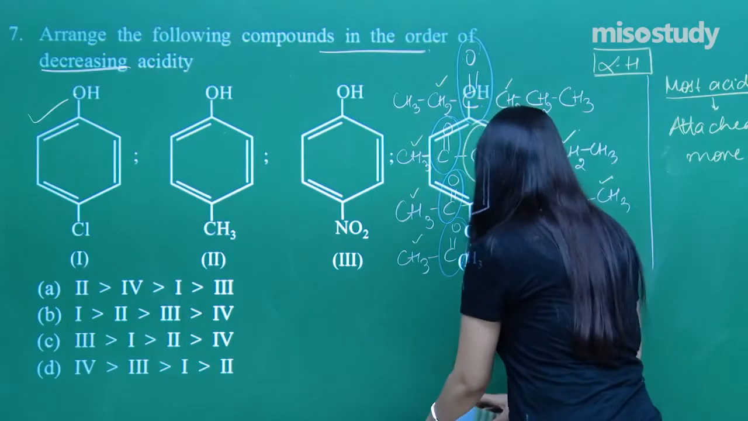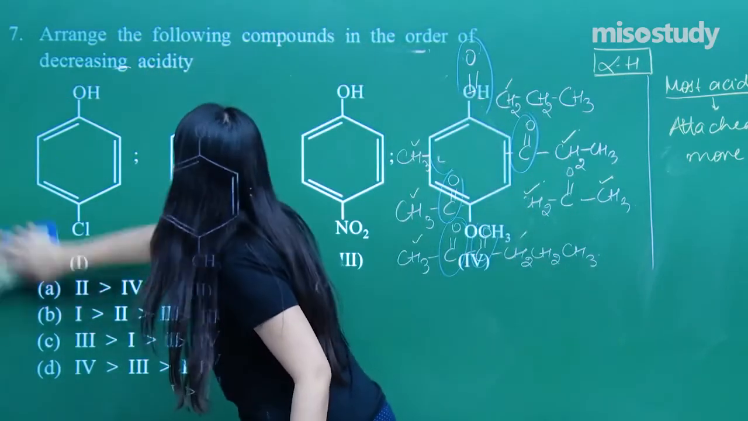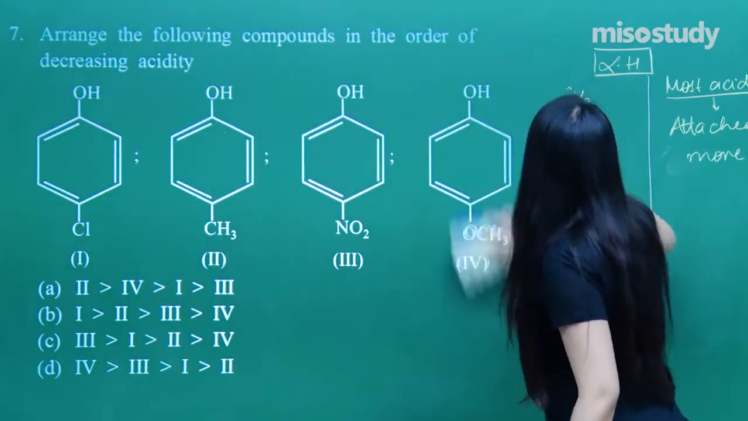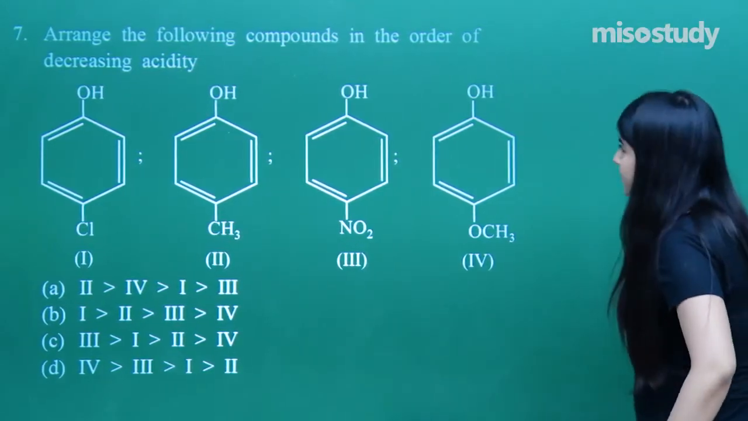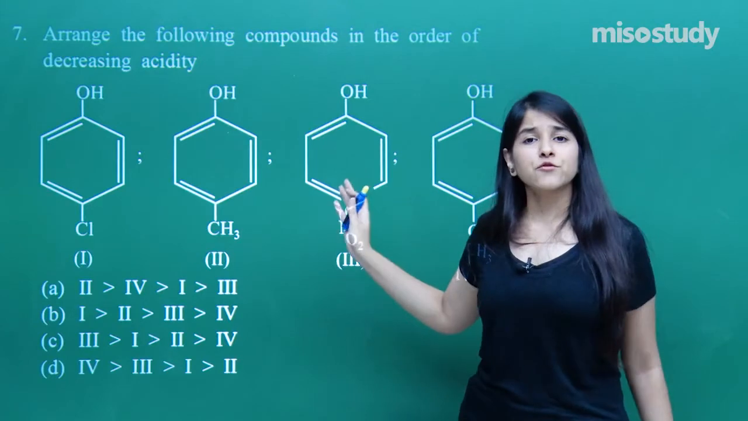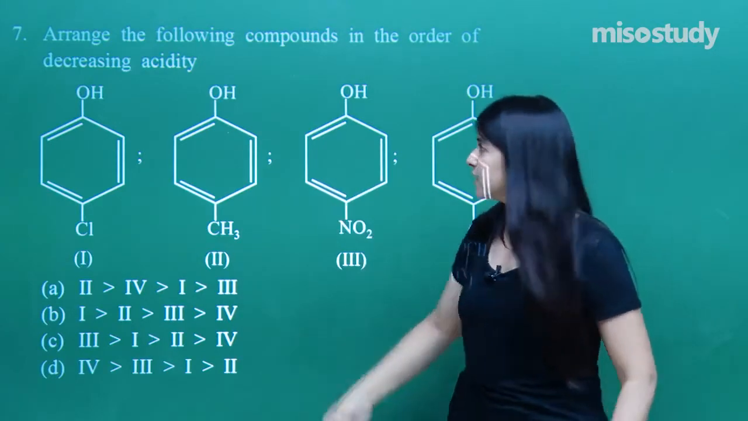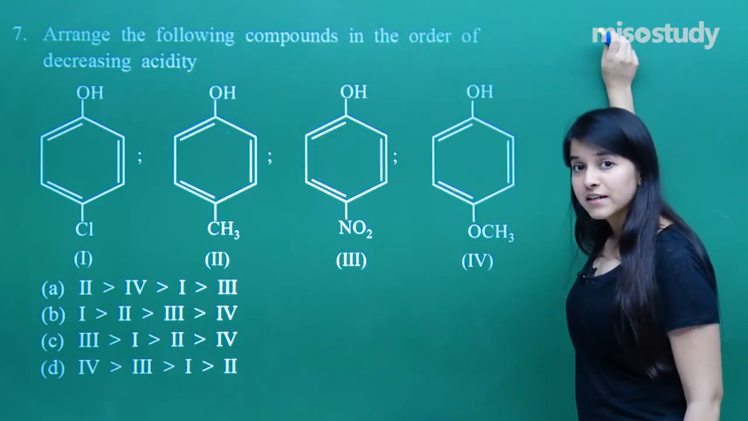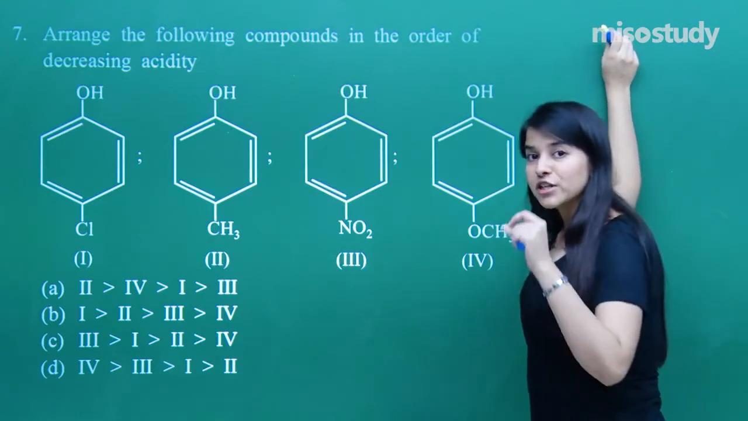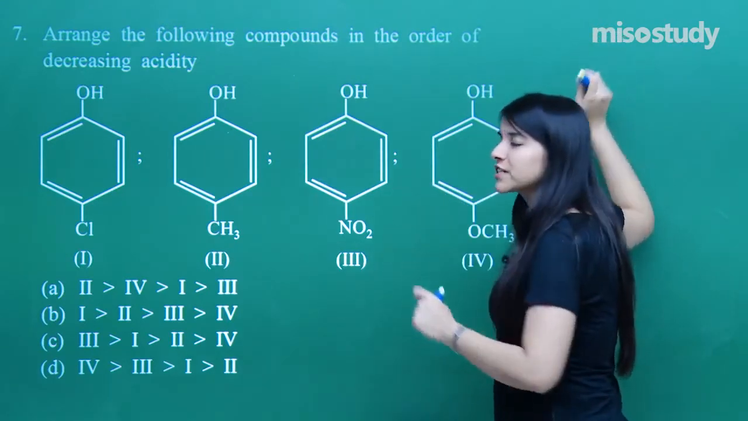So the next one over here says, let me just first rub that off. Now, a pretty easy question, but these kinds of questions are repeated very frequently. Arrange the following compounds in the order of decreasing acidity. That means I need to judge the acidity. How do we judge the acidity?